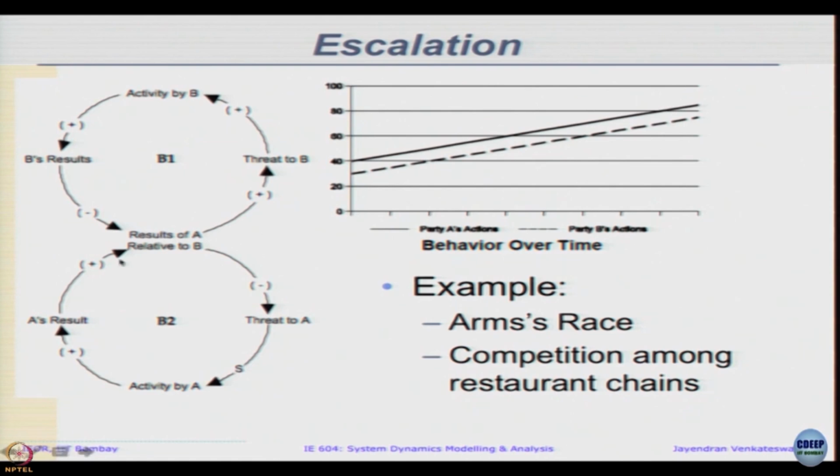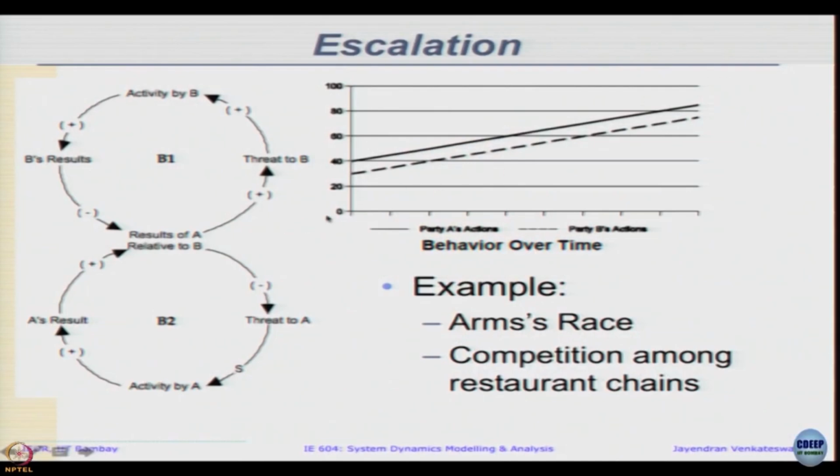Escalation is when, say, two parties are competing with each other, then the activity of A is seen as a threat by B, and then B takes counter activity, which is seen as a threat to A, who then takes counter activity. The classical result is that both their activities reinforce each other and cause escalating behavior. The classical example is an arms race.